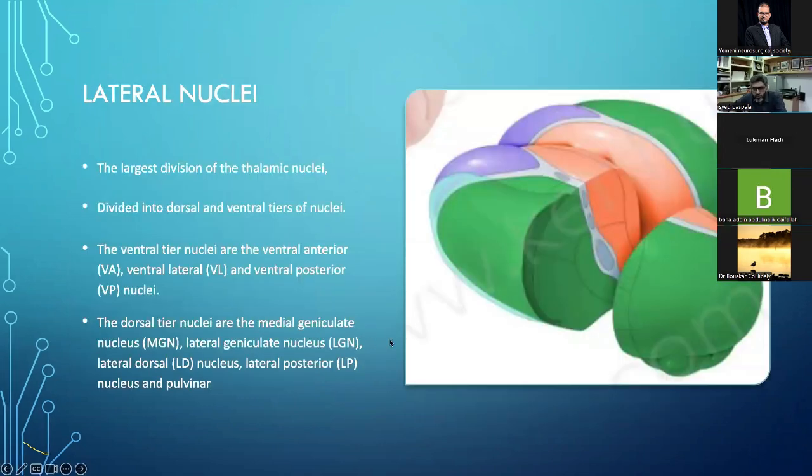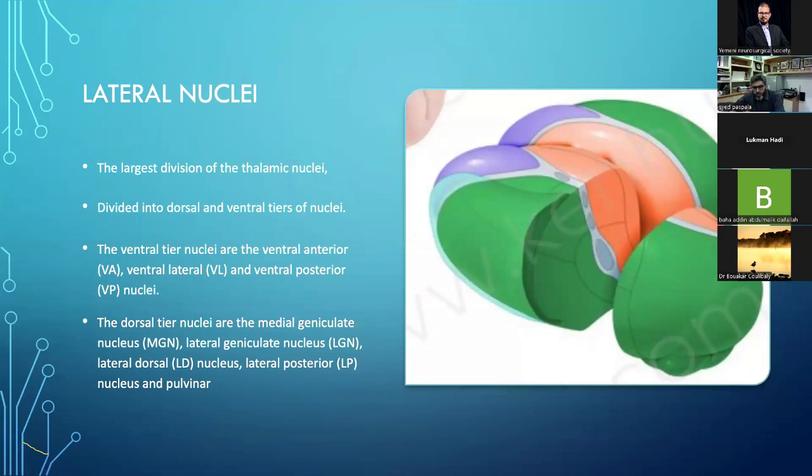When we talk about the lateral nuclei, they are divided into a dorsal group and a ventral group. This is the ventral group here: ventral anterior, ventral lateral, and ventral posterior. Ventral posterior has two parts, ventral posterior lateral and ventral posterior medial here. And this is the lateral dorsal and the lateral posterior nuclei.